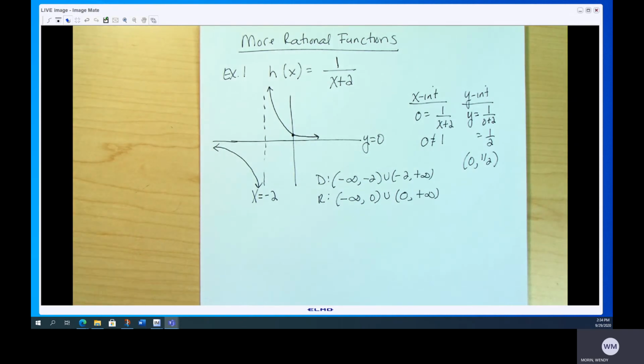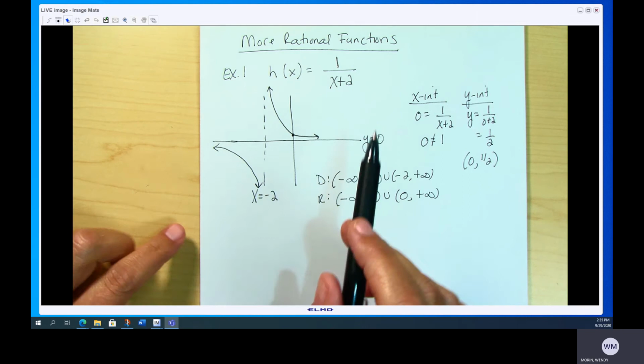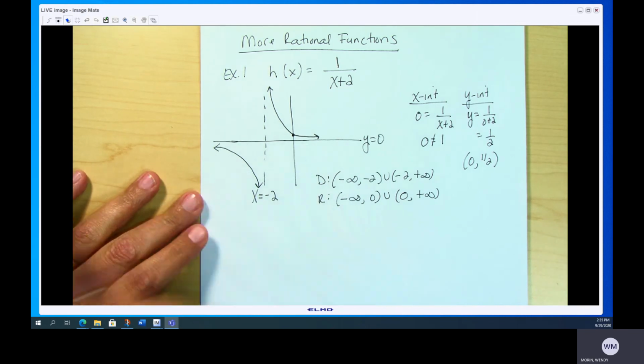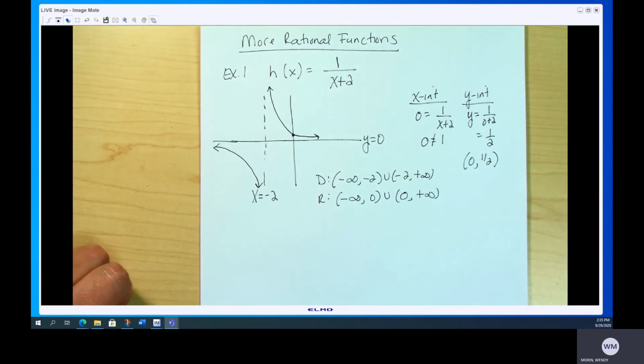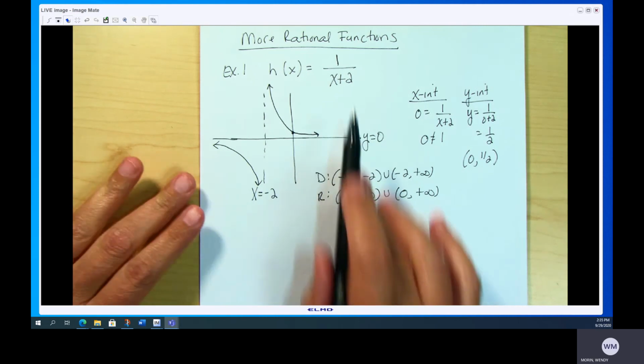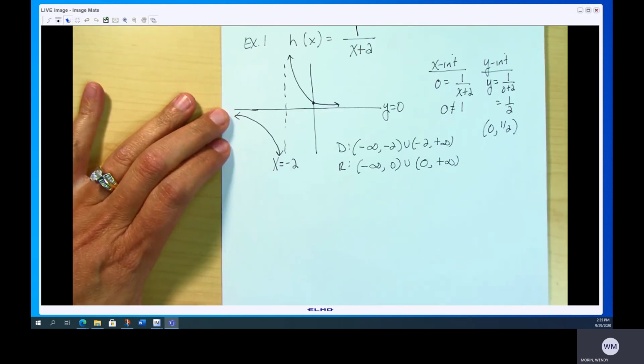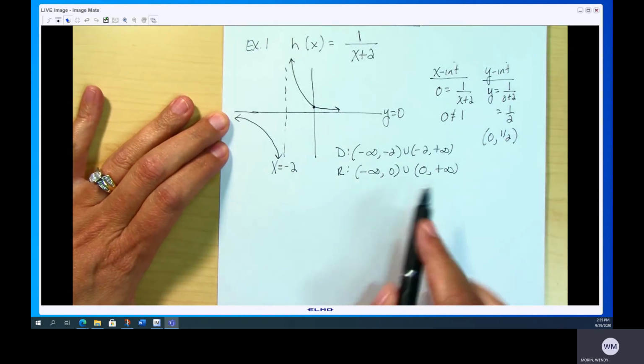Okay, so basically, we're going to make these a little bit more difficult. I'm going to show you an algebraic way of finding the domain, or the range, I should say, instead of just doing the translations, because they're not always going to be in this form. So let me show you how to get this answer algebraically.